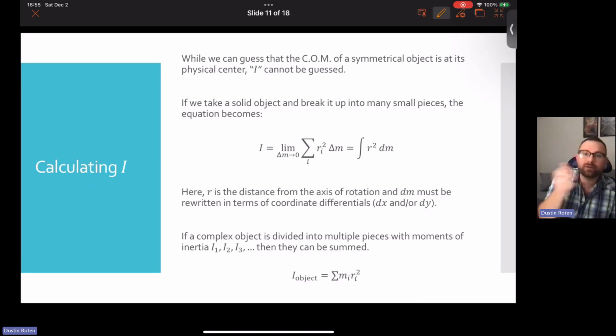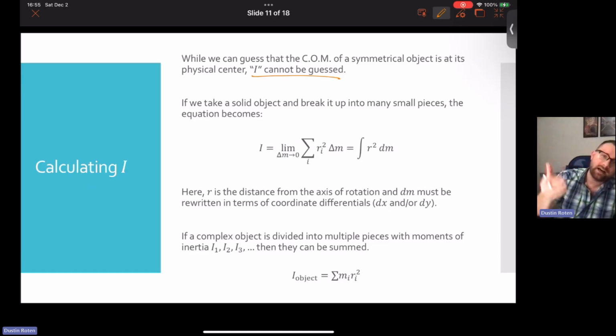So we can guess where the center of mass is for a symmetrical object. Like, oh, it's a symmetrical object with a uniform mass distribution. The center of mass is going to be in the middle. We can't guess I. I is a little more complicated, so we'll have to do some calculations.